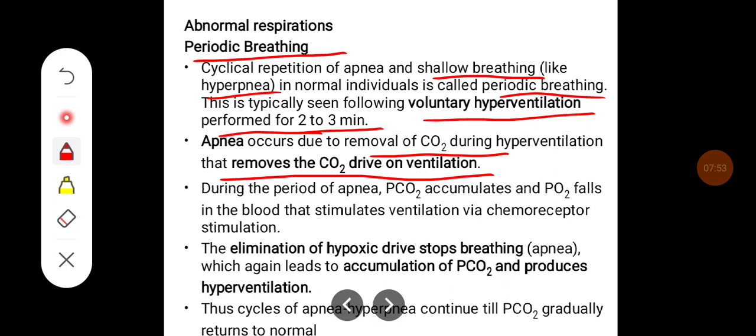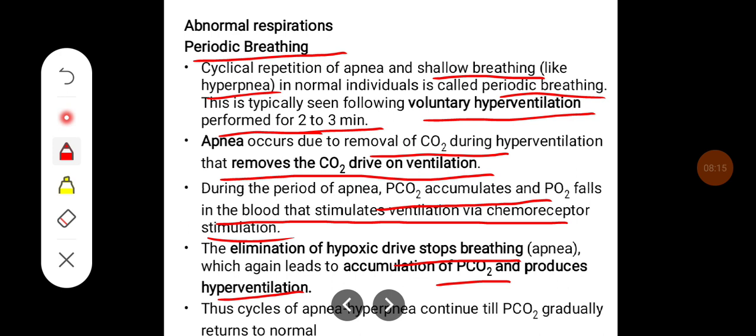During the period of apnea, PCO2 accumulates and oxygen falls in the blood, which stimulates ventilation via chemoreceptor stimulation. The elimination of hypoxic drive stops, so that leads to apnea, which again leads to accumulation of carbon dioxide and produces hyperventilation. Thus, the cycle of apnea and hyperapnea continues till PCO2 gradually returns to normal.